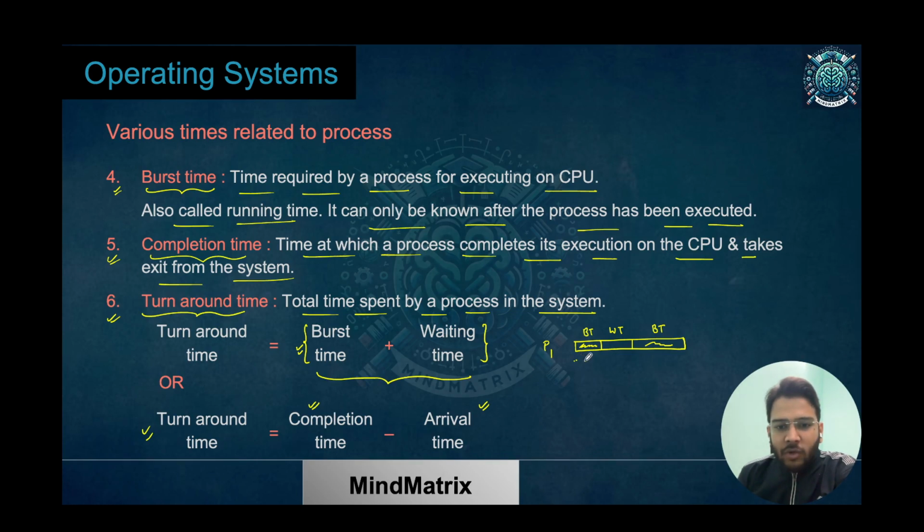So what is going to be the completion time? Completion time is going to be the time at which the process completes its execution, after it arrives in the ready queue at its arrival time. And this entire duration is going to be your turnaround time. That means the burst time plus the waiting time. Or we can also say turnaround time is nothing but the completion time minus arrival time. I hope it is clear now.